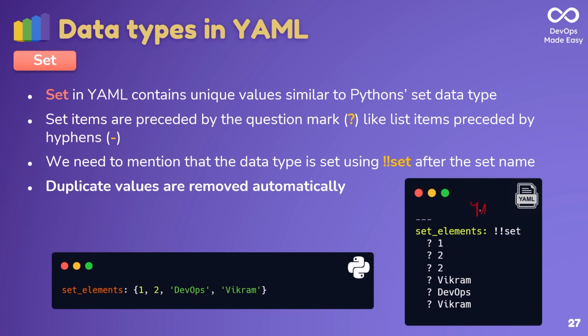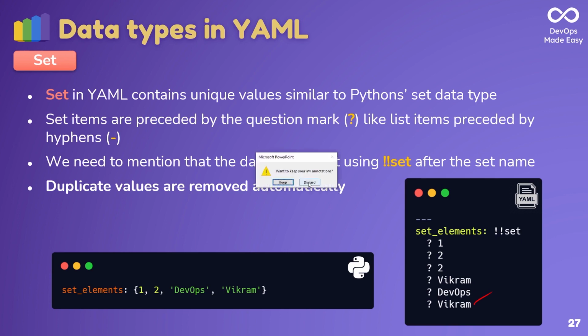Let's say this is in your YAML file. There are two duplicate values, two, and again duplicate names, Vikram. Once your Python program parses this data, these duplicate elements will be removed. Only one value will be retained and the other duplicate value will be removed.